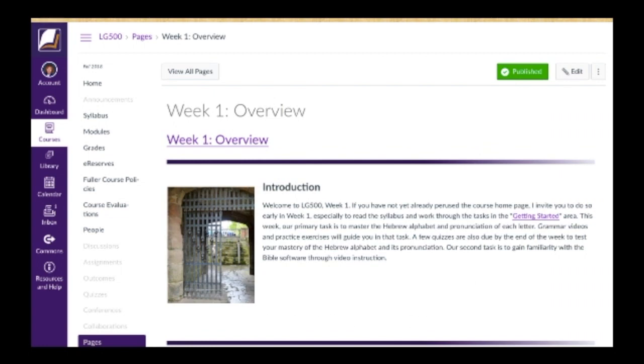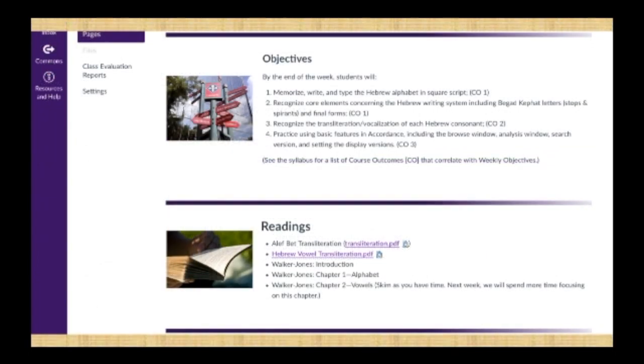The page for each week will give you an introduction to the topics that will be covered during that particular week. It will set out the objectives, what it is you are expected to have learned by the end of that week. And this should correlate to the objectives in the beginning of your syllabus. Then there is a list of readings. These may be online readings, or quite often they will be the chapters that are covered in Walker-Jones.